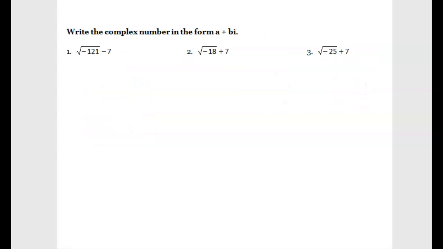In the next part, we want to write the complex number in standard form, meaning a plus bi. So in all of these examples, the square root came before the whole number, so we would simplify the square roots. So negative 121 would become 11i minus 7. But that's not in what we call complex number form because the real part came after the imaginary. So we want to rearrange our terms so that it is the real plus the imaginary.